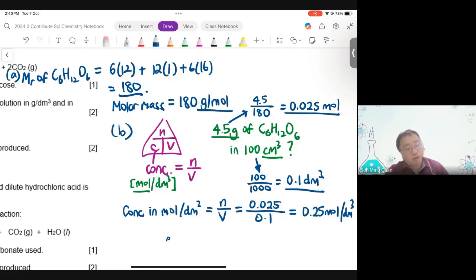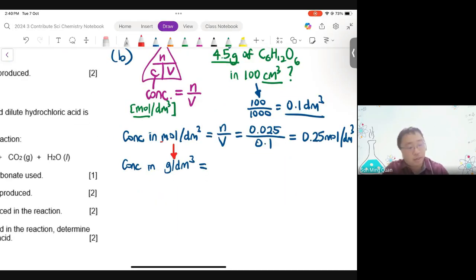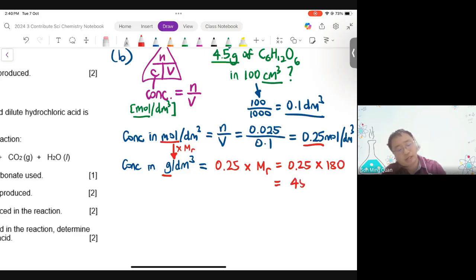However, now you are asked, what if I wanted gram per dm cube? So you need to know how to convert. From mole per dm cube to gram per dm cube, the conversion is what? Actually, you don't need to learn something new, right? You just need to know how to convert mole to gram. How would you go from mole back to gram? You times the MR. So you take 0.25, the answer for the previous step, times the MR, which is 180. If you do that, actually it's just this.